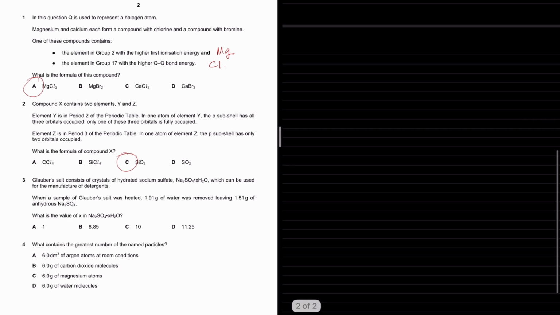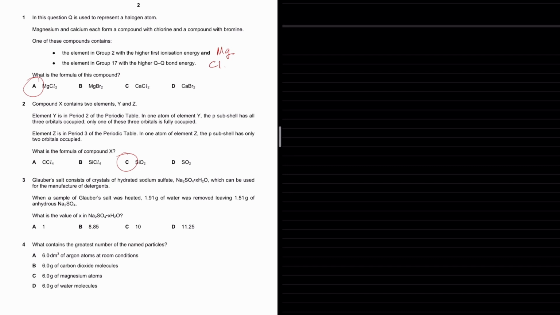Now moving on. Question number 3. Glauber's salt consists of crystals of hydrated sodium sulfate, which can be used for the manufacture of detergents. When a sample of Glauber's salt was heated, 1.91 grams of water was removed, leaving 1.51 grams of anhydrous Na2SO4. What is the value of X?